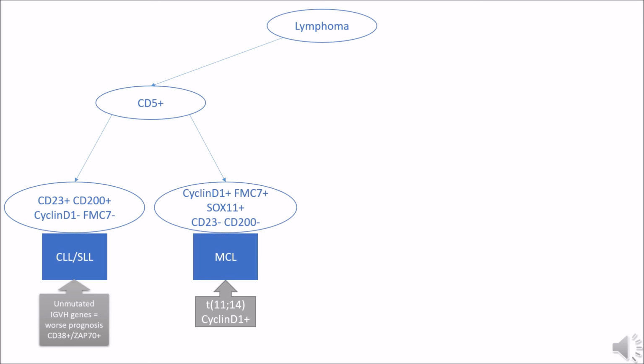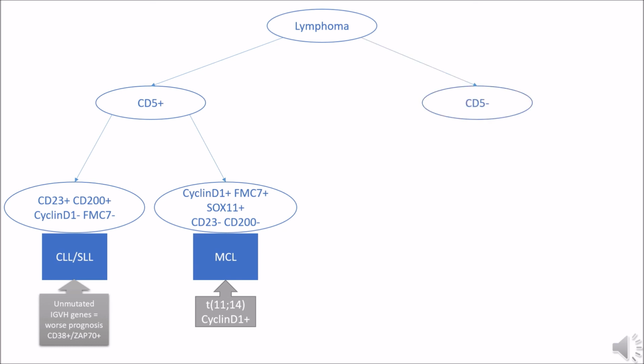Other positive markers include SOX11 and FMC7. Remember, FMC is for mantle cell. Mantle cell lymphoma is negative for CD23 and CD200. Now let's discuss neoplasms negative for CD5.